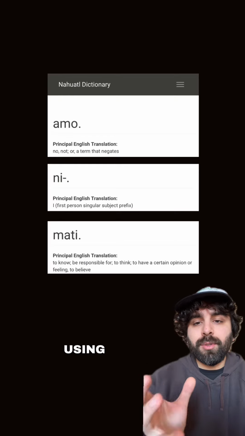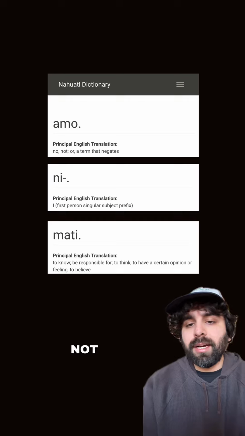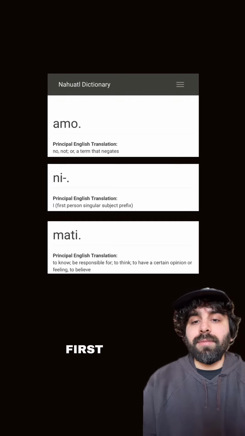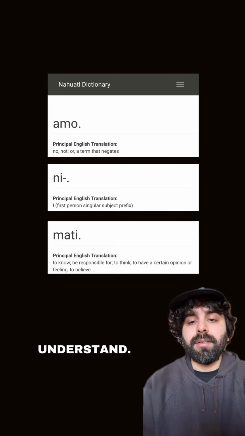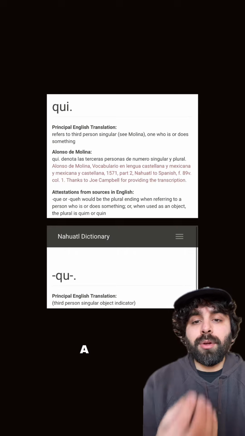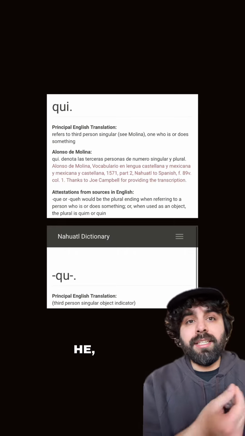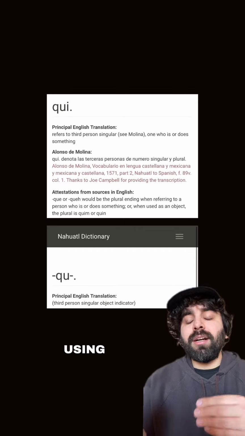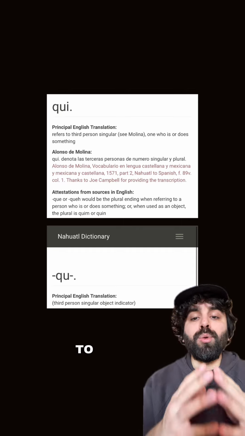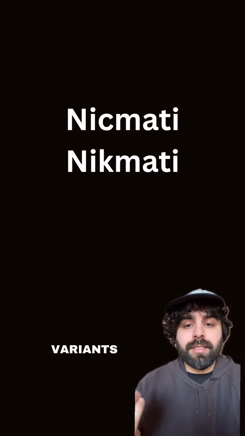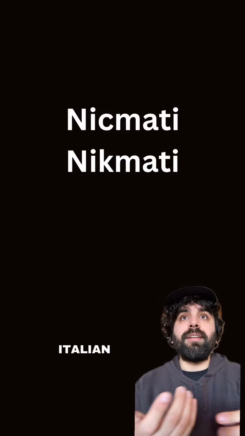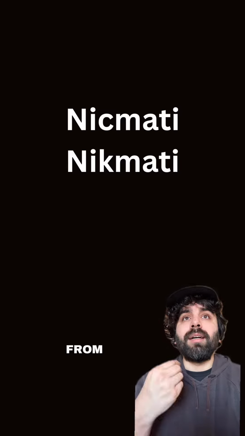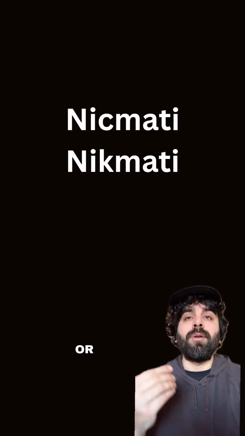So let's just confirm using the dictionary here. Amo is no, not, a negation. Ni is going to be I in the first person. Mati is to know of, to recognize something, to understand. Now, ki is going to be a reference to a third person object, which is essentially he, she, it. And using consonant-vowel rules, it may be shortened to ku. And over the years, as the variants diverge, you go from ki to k, right? Same with Latin and Italian and Spanish, where it goes from gratias to grazie or gracias.